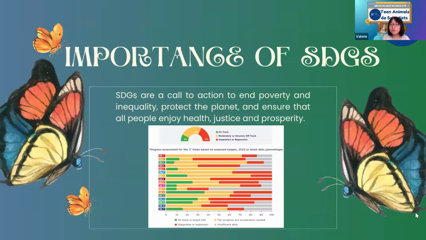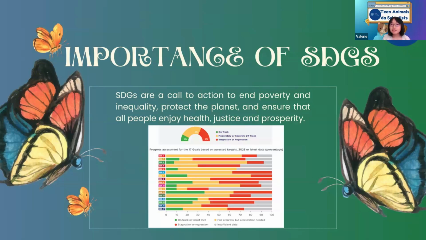So I'm sure that you have heard of sustainable development goals, either through my sharing or through what you learn at school or what you see on social media. But have you actually been aware of the importance of sustainable development goals? So basically, they are a call to action to end poverty and inequality, protect the planet, and ensure that all people enjoy health, justice, and prosperity.